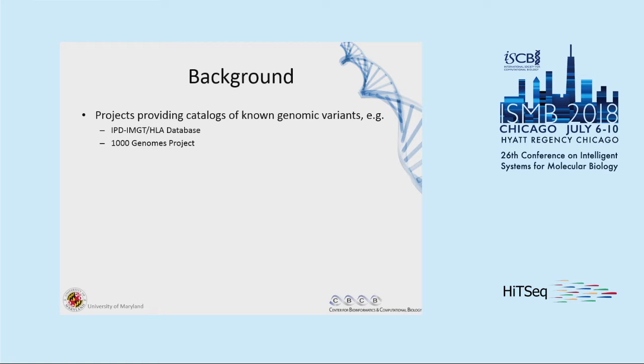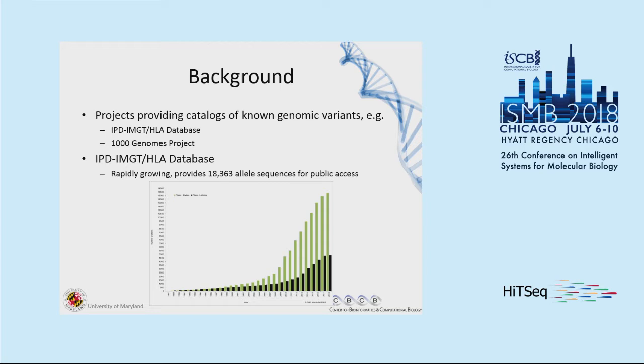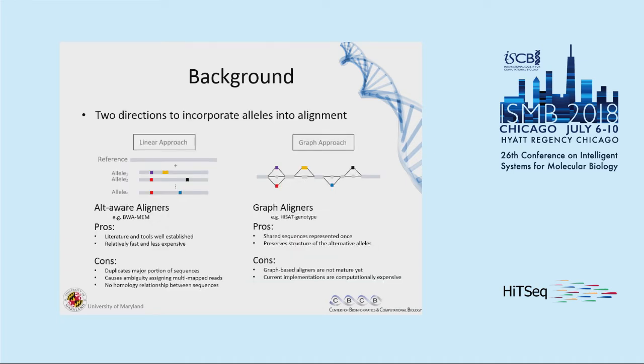Luckily, there are several efforts to build a more comprehensive database of known genomic variants. For example, the immunopolymorphism database focuses only on the HLA genes. And this database in particular has grown a lot in recent years, and contains a lot of allele sequences that were found in individuals. So the question now is, with this amount of data, how can standard pipelines use this information to empower their results and improve their accuracy?